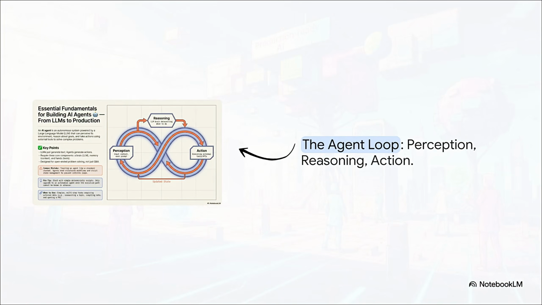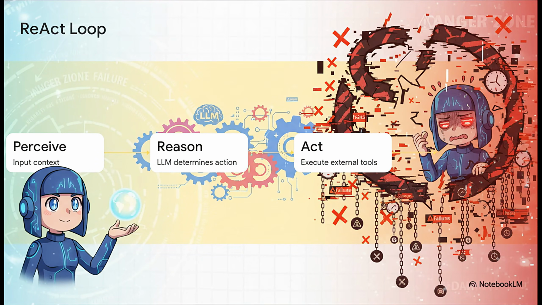The core architecture of an AI agent is essentially an infinite loop of 3 steps: perception, reasoning, and action. The agent perceives the input context. The LLM reasons about what its goal is and what to do next, and then it takes an action by executing external tools. Then, it updates its state and loops right back around to see what happened. We call this specific pattern the ReAct loop, short for reason plus act.